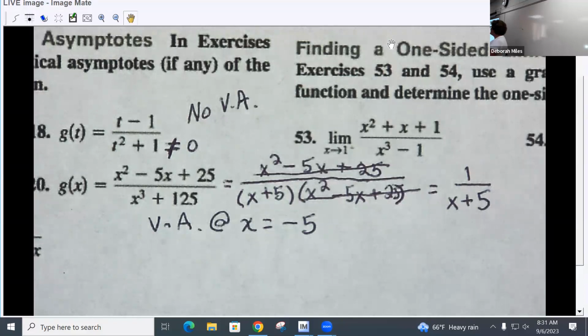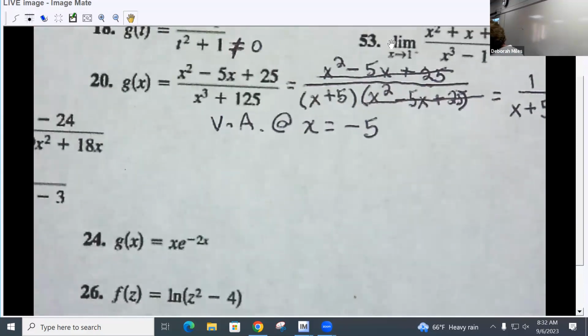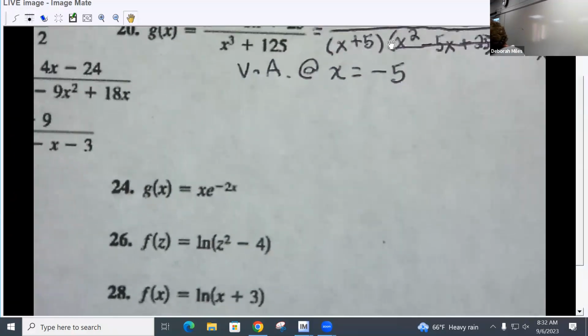Are you realizing how many words you've learned? Like that sentence made sense, hopefully. There's a vertical asymptote at x equals -5 for this fractional function because it's a non-removable discontinuity at -5. All right, 22 is basically the same thing. I'm not gonna do it. You'd have to factor it by grouping.